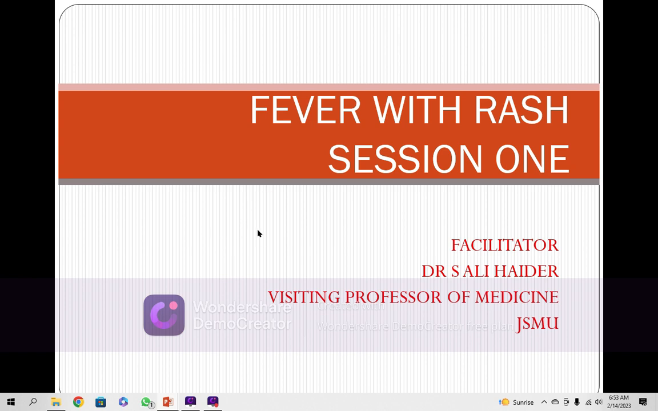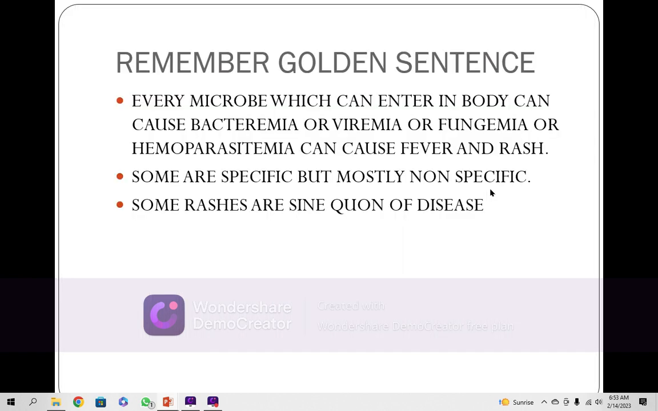And now I want to discuss something about the fever with the rash first of all. A fever associated with the rash. Because it is a long discussion, I have split it into two parts, session 1 and session 2.